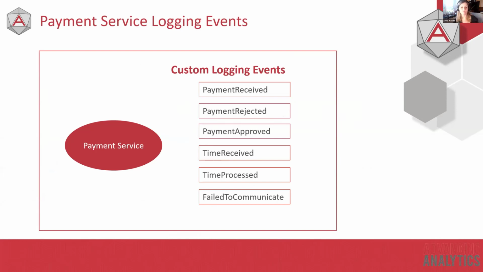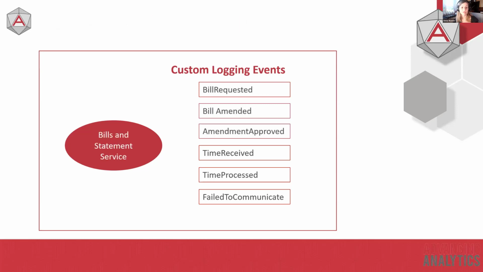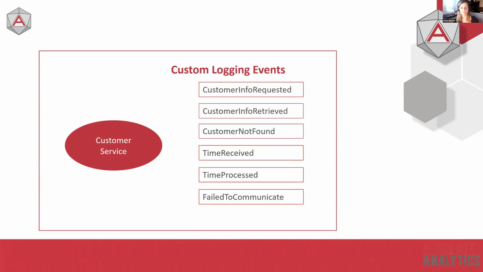So what happens if we fail to communicate with that service? What happens if we're doing a load of retries in case that happens, but we want to actually log that we've on numerous occasions failed initially to communicate with that service? We want to tell the people who are responsible for that service that this keeps happening. Billing and statement service, similarly, we're going to have bill requested, bill amended, where the amendment's been approved, time received, time processed, and again, the fail to communicate. Similarly with the customer service: customer info requested, customer info retrieved, customer not found, time received, time processed, fail to communicate.